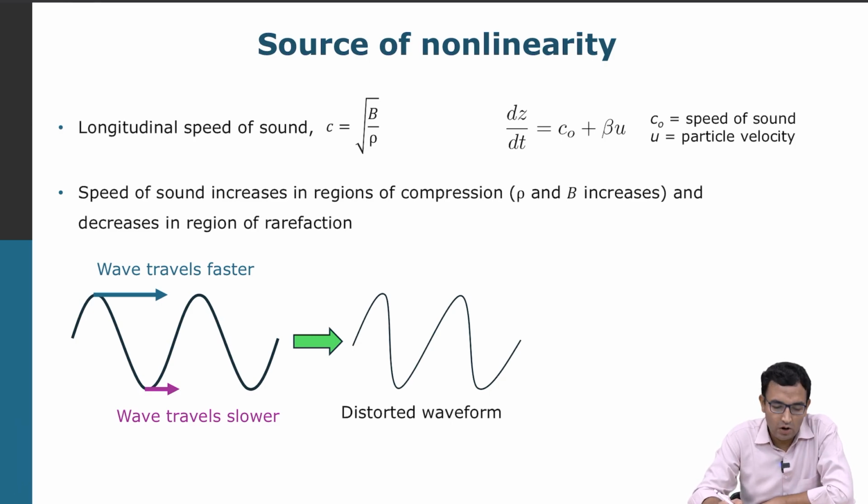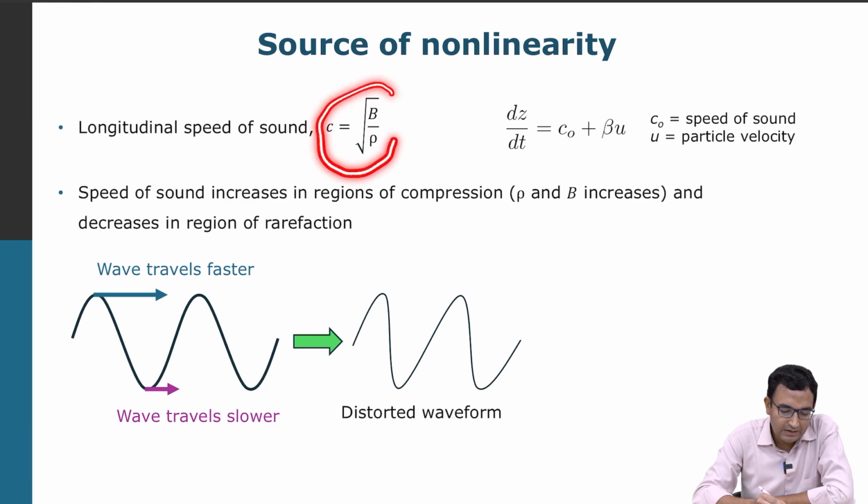So now if you recall, typically we say that the speed of sound, the longitudinal speed of sound, can be defined as the square root of the bulk modulus and the density. So B is the bulk modulus, I think Professor Karla has discussed this before, and rho is the density, right.